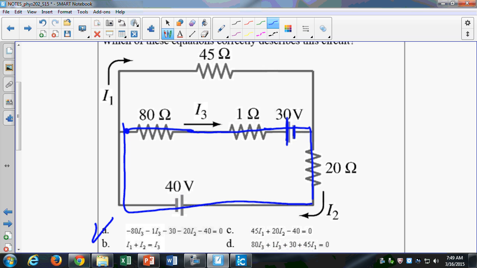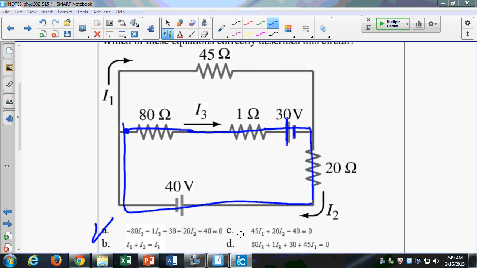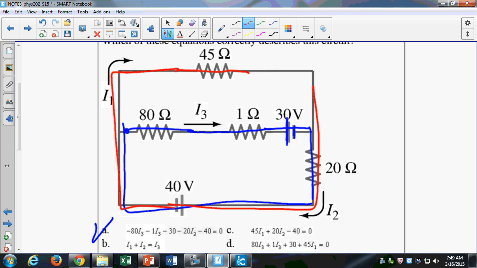I'm not going to go through all the incorrect ones. Although, let's see. What was the other common one? C was the most answered. 45 I1. Because it's positive, that means I must be going in this direction. But let's see. Yeah, but then I should have a plus 40 here, and then a plus 20 I2. So I could make it correct just by making this positive. But you can't change the options.